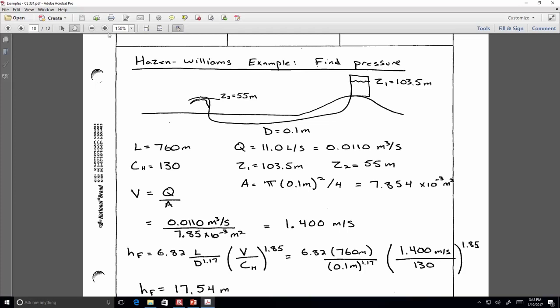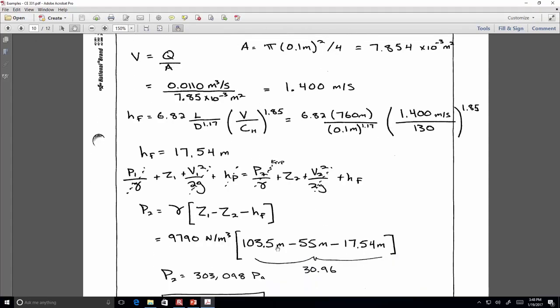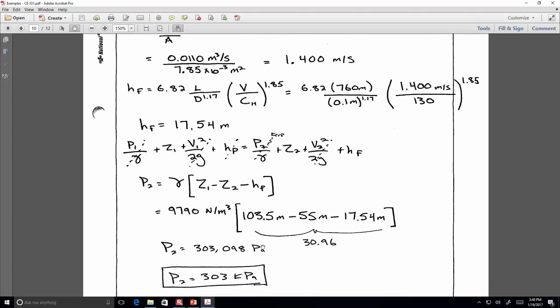The elevation difference between the two is going to account for the pressure. We have 103.5 as the upstream elevation, the downstream elevation of 55, and then the losses, which means there's leftover head in the amount of 30.96 meters. You multiply that by the unit weight of water, and it should be about 303 kilopascals at that tap.